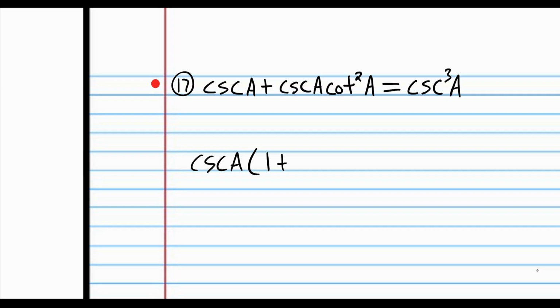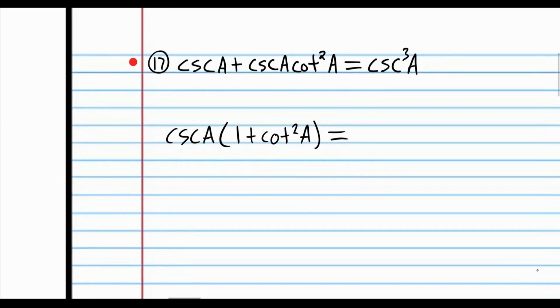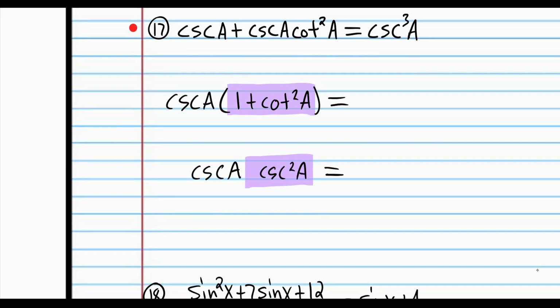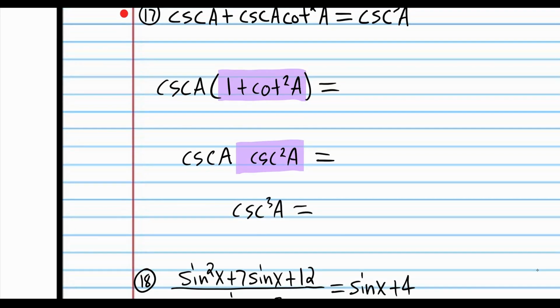And if I do that, I'm left with 1 plus cotangent squared A. So the purpose of this is to show you all the types of things that you can do to change the form of these expressions. And you can see that now we have a Pythagorean identity. 1 plus cotangent squared A is equal to cosecant squared A. And cosecant squared A times cosecant A is cosecant cubed A. And there you go.